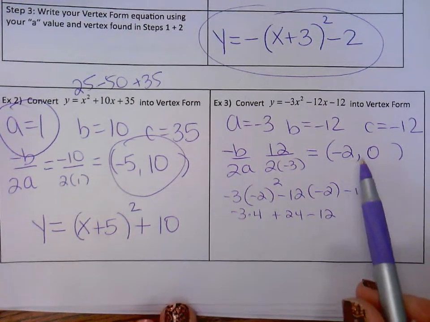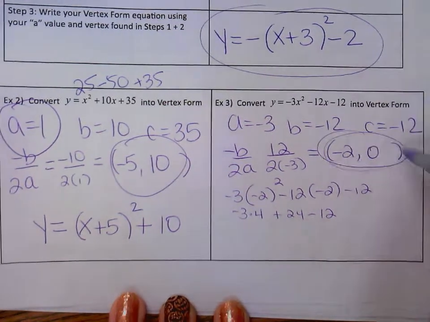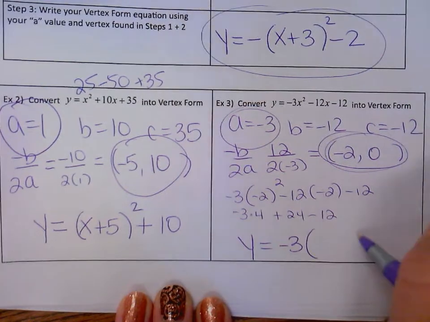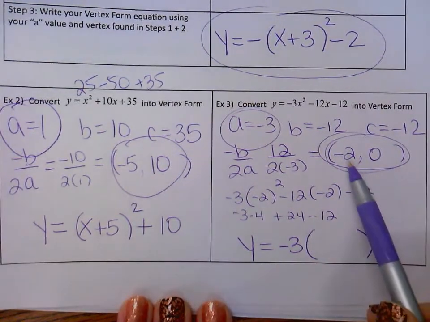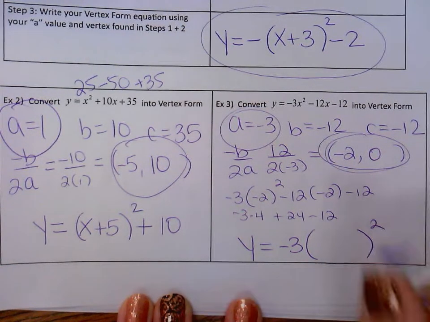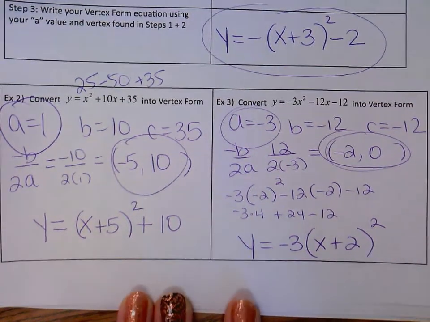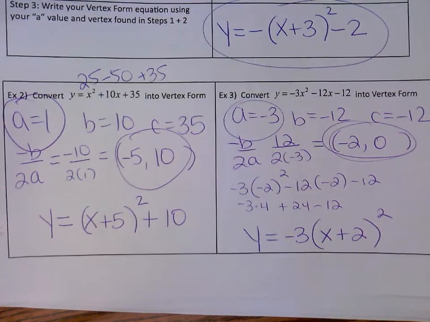So, okay, we did it the same way. So there's my A value, there's my vertex, so y equals negative 3. So all I need to do is go left 2. So it would just be x plus 2, and then I wouldn't write anything outside because I don't have to go up or down, right?